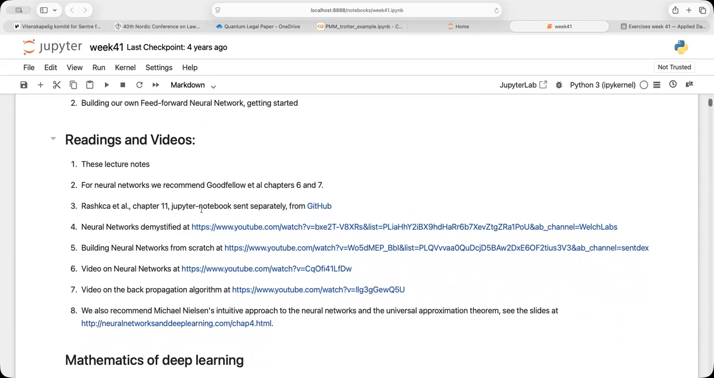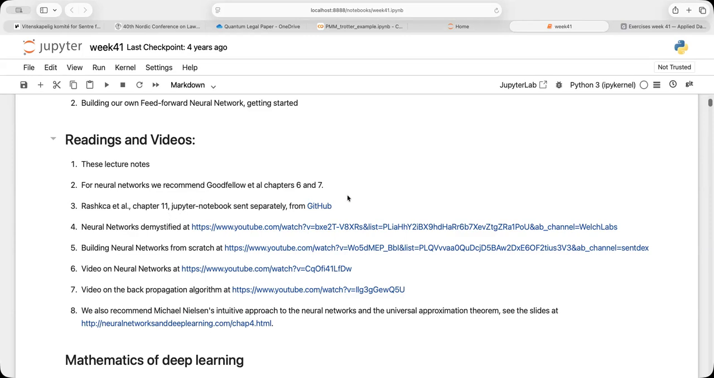Now, the textbook by Raschka, the one which we have been using, in chapter 11, has a very good description of how you write your own code. And in chapter 12, it uses PyTorch, if you want to use that. So we are going to scratch the surface in 2 weeks on how to use TensorFlow and PyTorch to set up your own neural network code.